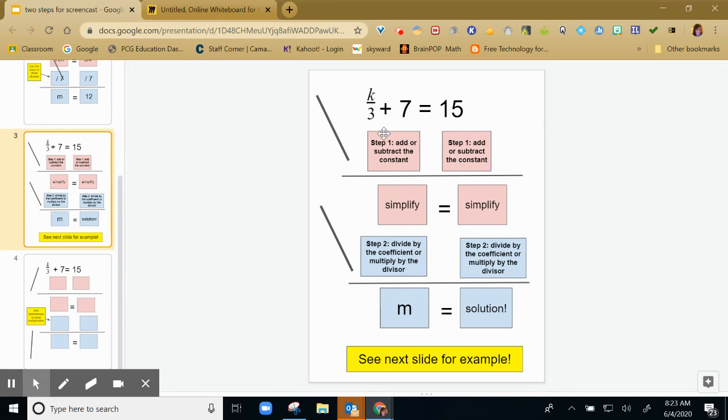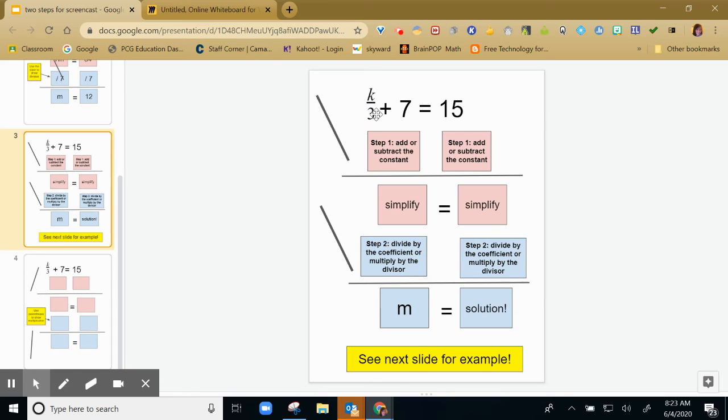Let's look at one more example because there are basically two kinds of two steps that you're going to be solving. So same thing, the directions will be, this one starts with division, right? We have a division problem here, k divided by 3 plus 7 equals 15. So same directions, we're going to add or subtract the constant, looking for that number by itself without a variable. There we go. And then simplify. And then we're going to divide by the coefficient or multiply by the divisor.